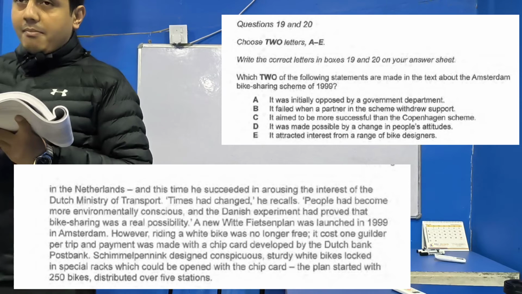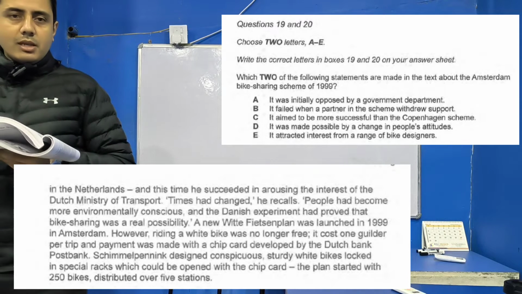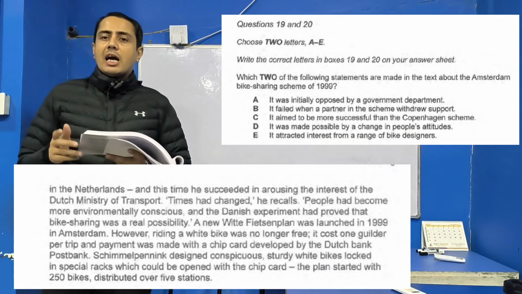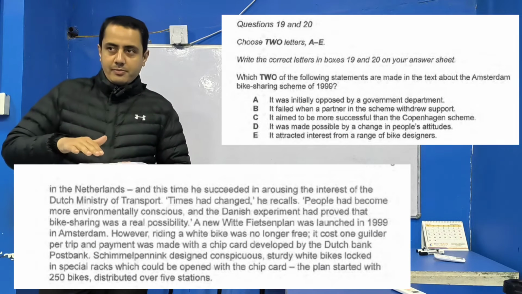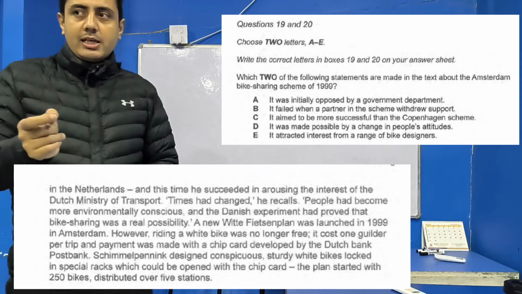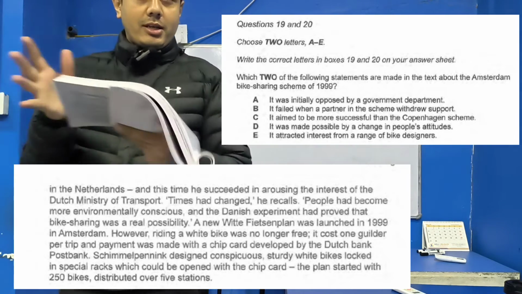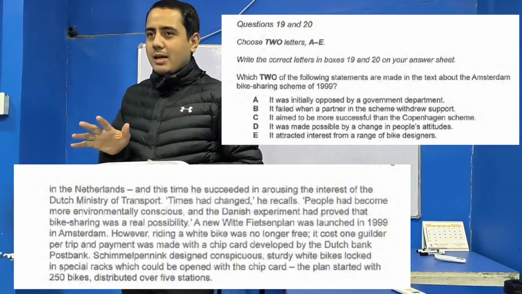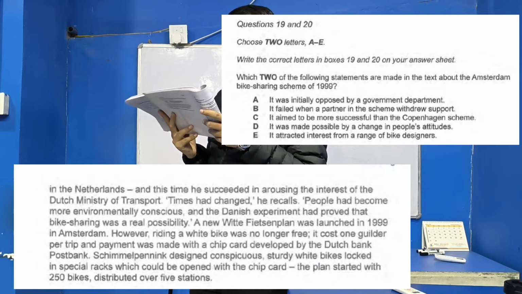That means A may not be the answer, because option number A says the government department opposed it, but here it says they were interested in this. So being interested and opposed are opposite things. So A may not be the answer. Let's keep on listening.